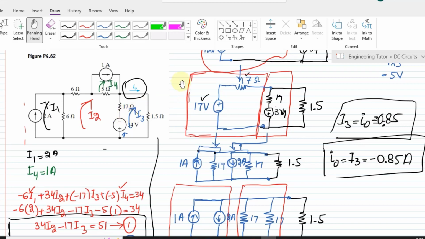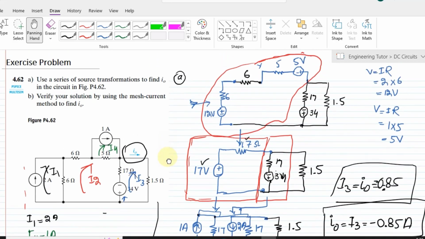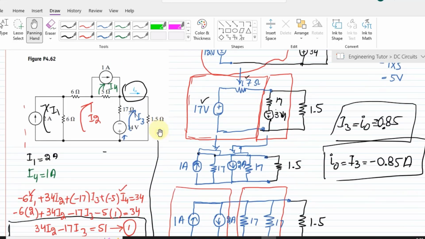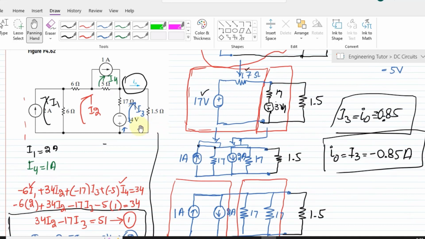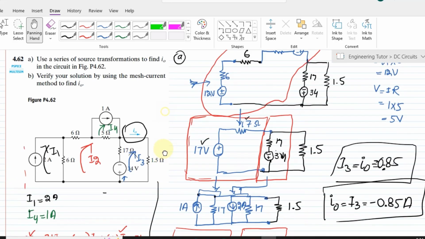So that's it for today, and in this question we again saw the validity of the source transformation method.